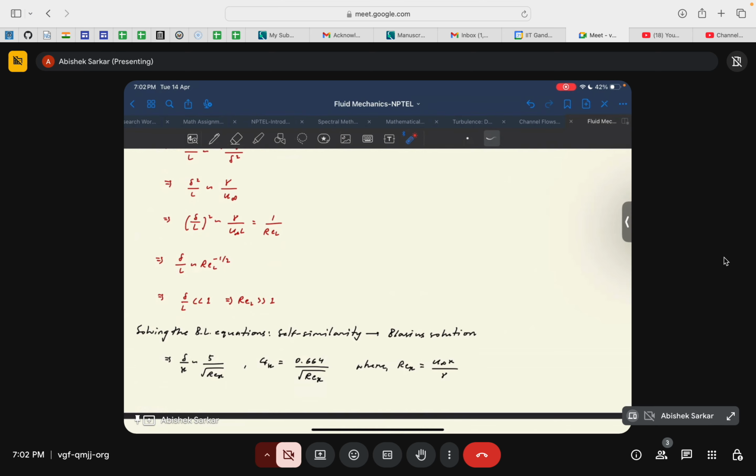Okay, so as I told you, these two conditions are not independent conditions, but rather two coupled conditions. If you take the condition that delta by L is much less than 1, then you will eventually end up with the fact that the Reynolds number has to be much greater than 1. Or the other way around, if you consider the Reynolds number to be much greater than 1, then your delta by L will again end up with the ratio being much less than 1. So these are coupled conditions.